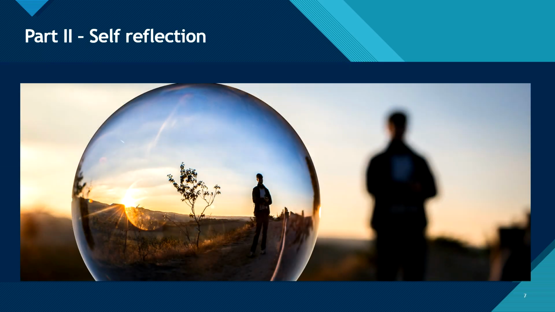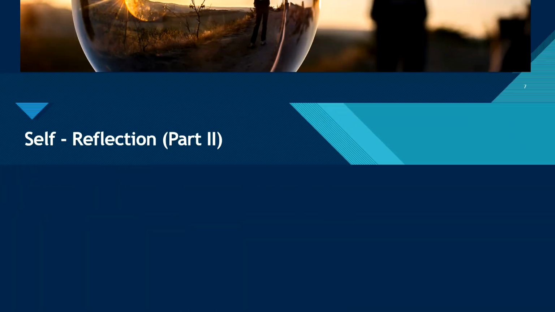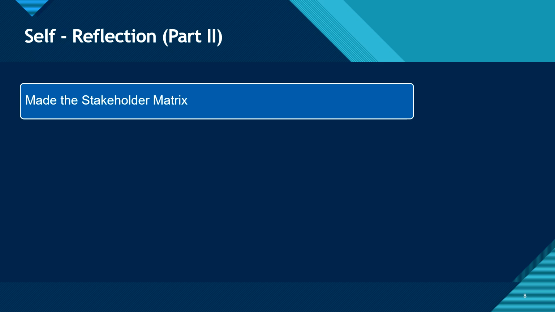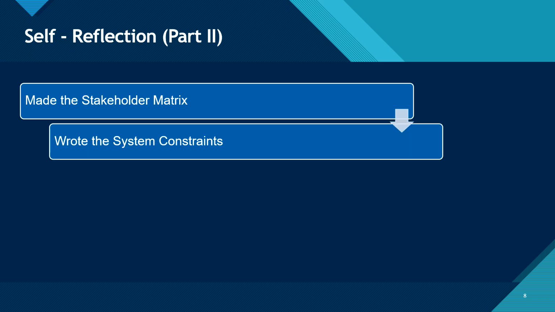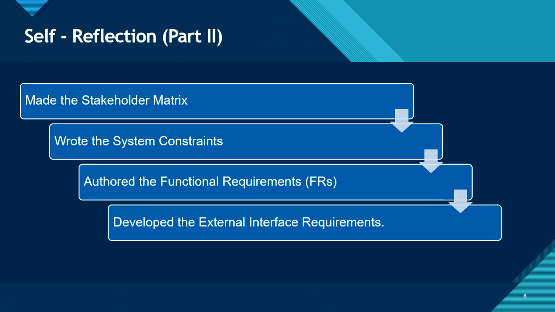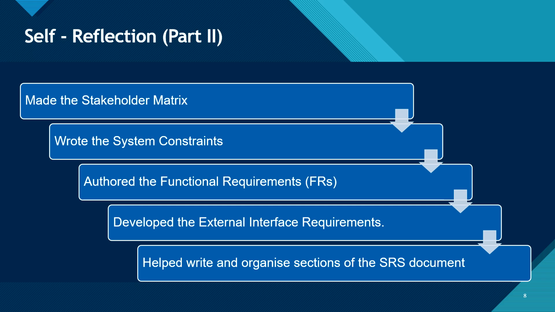I'll now talk about my experience doing the SRS. My main contributions to the SRS were developing the stakeholder matrix, writing the system constraints, adding and writing the functional requirements, developing the external interface requirements, and then helping write and organize sections of the SRS document, cleaning it up and making it ready for submission.